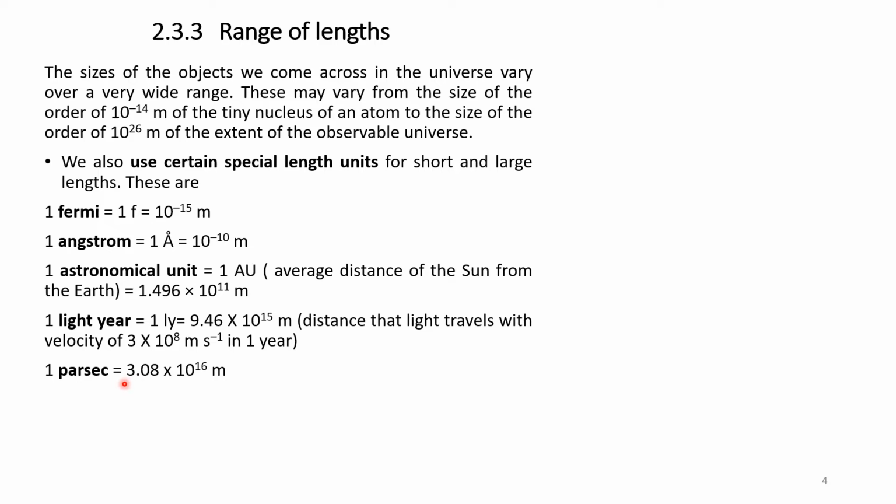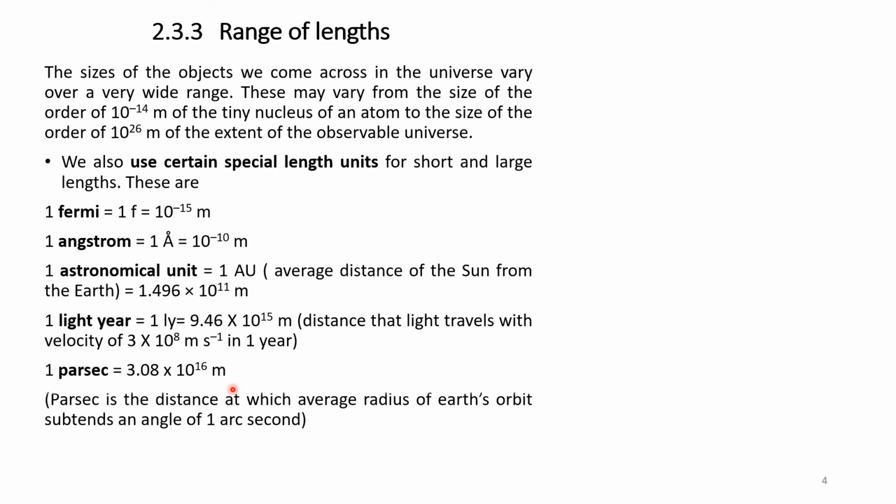1 parsec. Sometimes we use parsec also. That is equal to 3.08 into 10 to the power of 16 meters. 1 parsec is the distance at which the average radius of the Earth's orbit subtends an angle of 1 arc second.